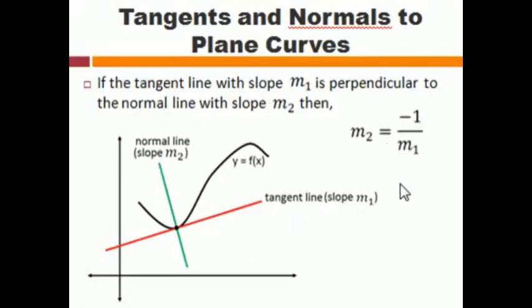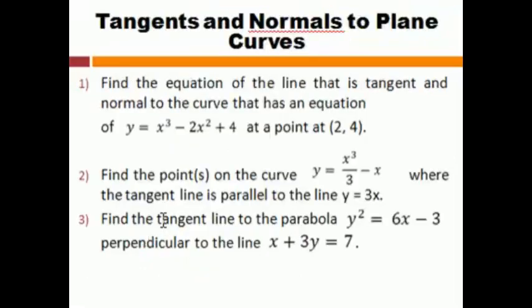If the tangent line with slope m sub 1, let's say this red line, is perpendicular to the normal line with slope m sub 2, the green line, the relationship between the two slopes is m sub 2 is equal to negative 1 over m sub 1. So in this slide, these are examples 1 to 3.